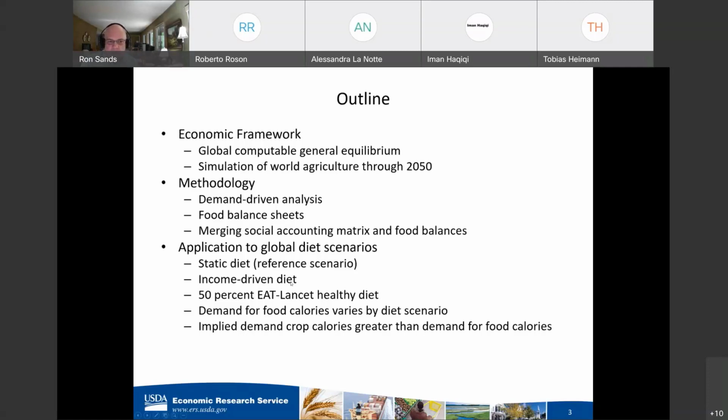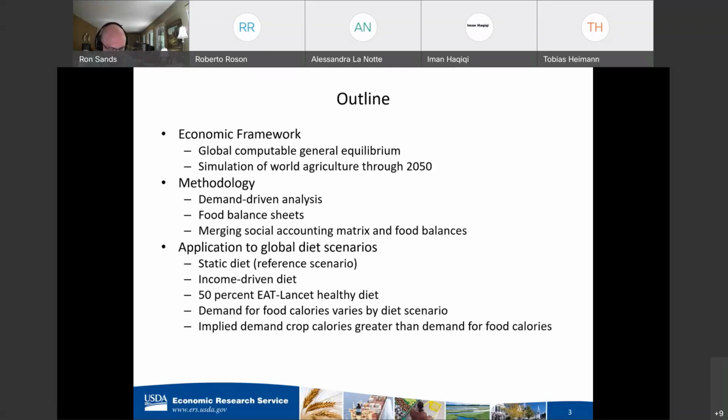The second one is an income-driven diet, which is based on a relationship between food consumed and food income, or consumer income and food prices. The third diet scenario is a 50% convergence toward the EAT-Lancet Healthy Reference diet.